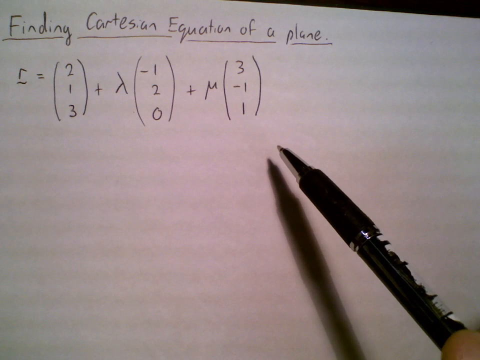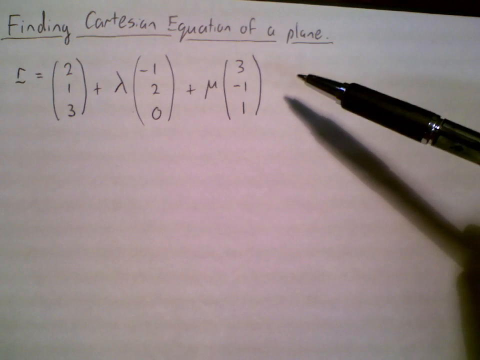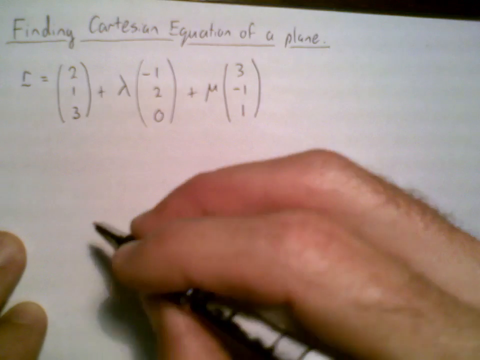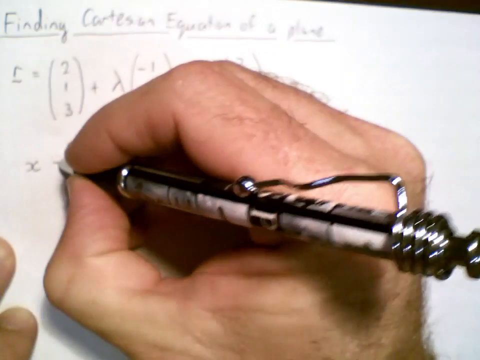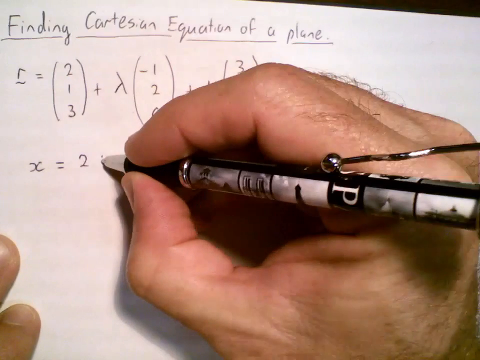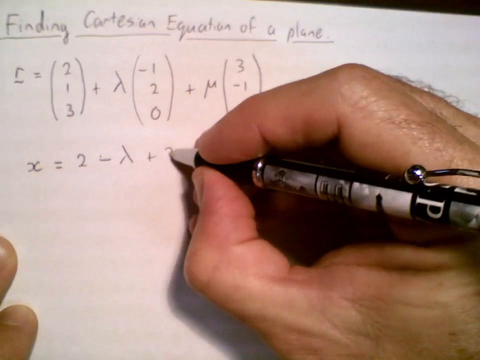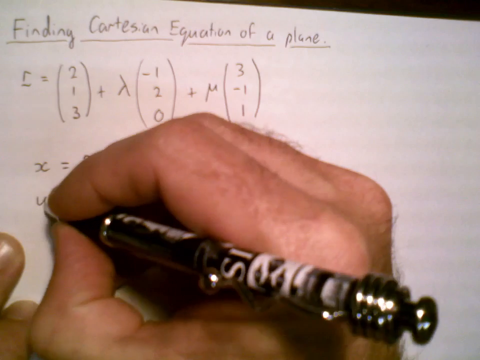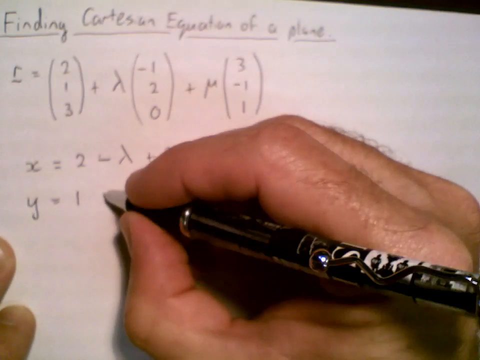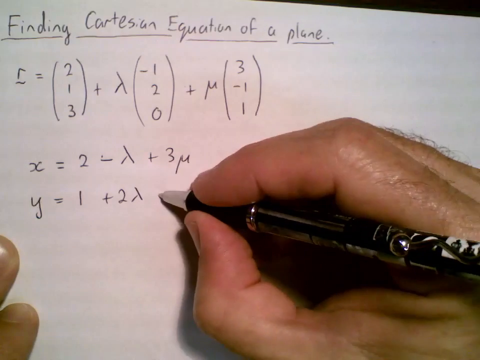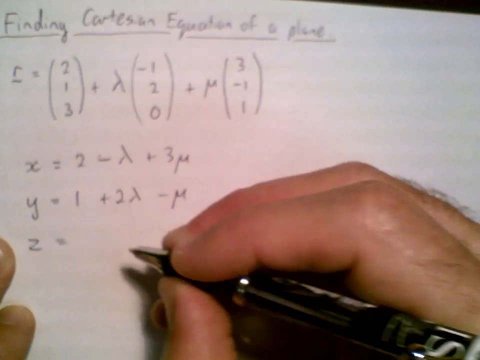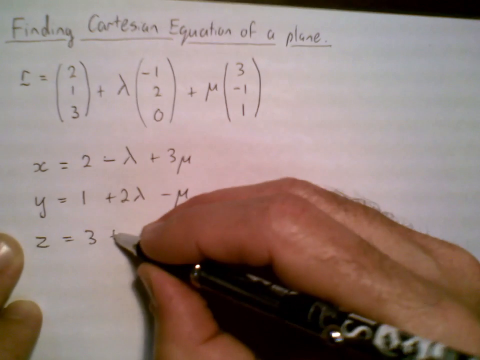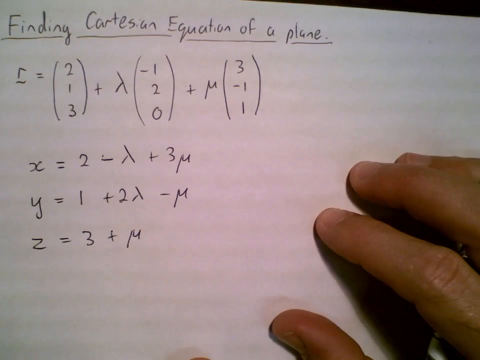Now to convert this vector equation into our Cartesian equation of a plane, what we can do is separate out the i, j and k components. We can say that x is equal to 2 take lambda plus 3 mu, so they're the i components here, and then y is equal to 1 plus 2 lambda take mu, z is equal to 3, there's no lambda value here, plus mu. So there's our three equations there.